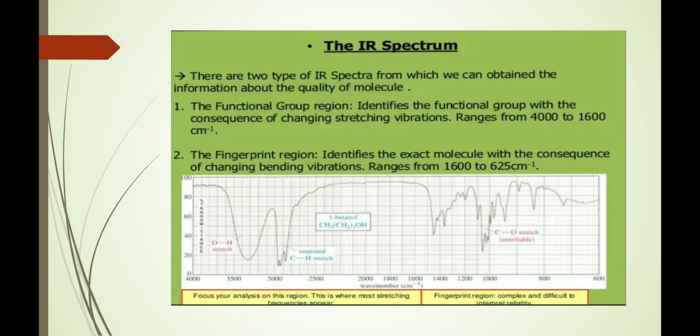Here is the focus of your analysis, the functional group region. This is where the stretching frequencies appear, and the fingerprint region is complex and difficult to interpret.